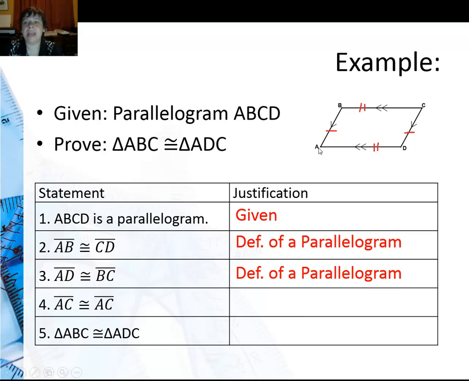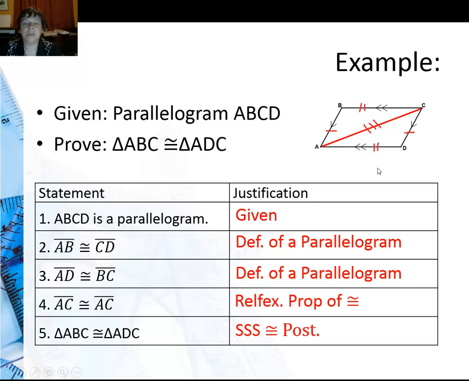Now I need triangle ABC, so I'm missing this side. Let me add it in. And you can see it's shared between the top triangle and the bottom triangle. Well, it's going to be congruent to itself by the reflexive property of congruence. Now I have 3 sets of matching sides that are congruent on both triangles. So I can use the side, side, side congruence postulate to show that the 2 triangles are congruent.